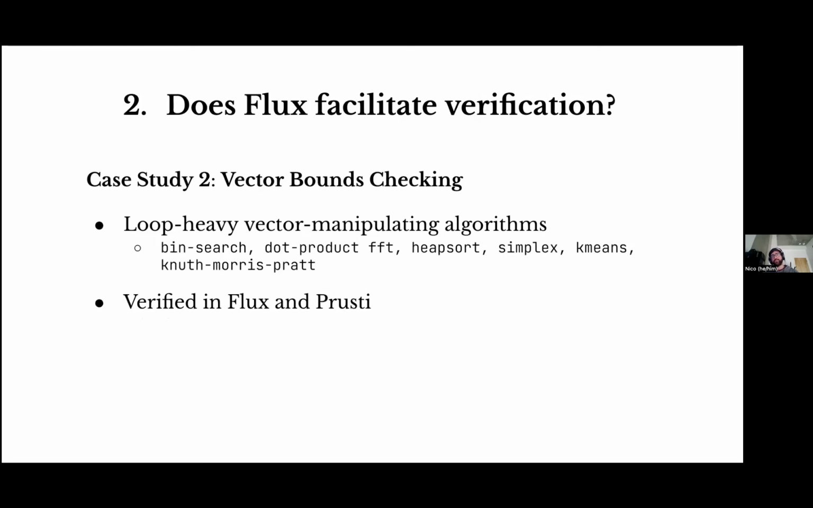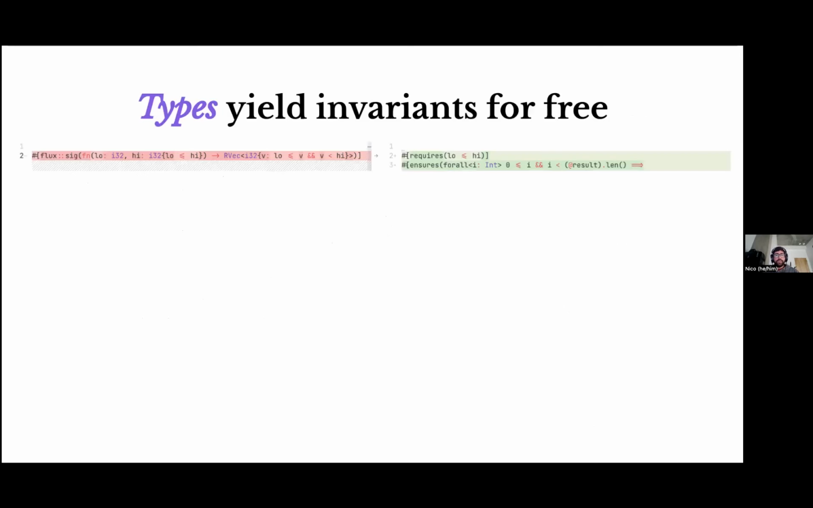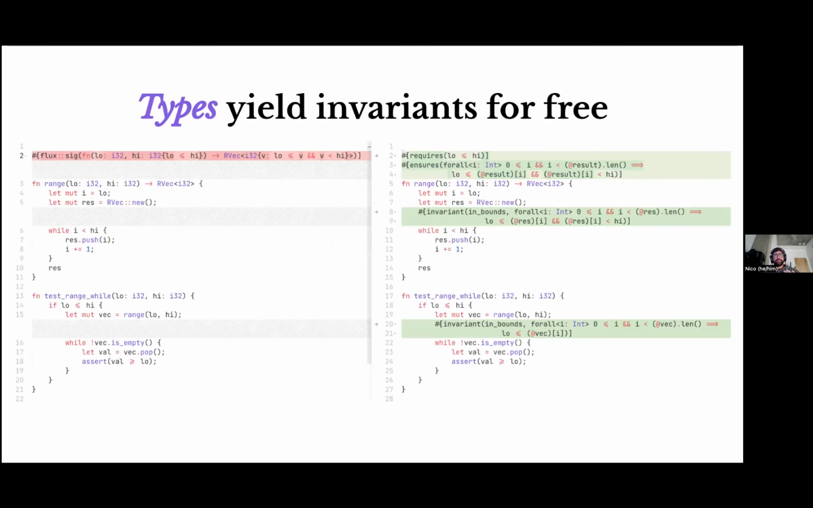To answer the other question, we wrote a bunch of small benchmarks, which consisted of loop-heavy, vector-manipulating algorithms like binary search and similar things. And then we verified them both in Flux and Prusti. What we found is that one of the main advantages of using types is that, because we are putting most of the information in types, we can do automatic inference.